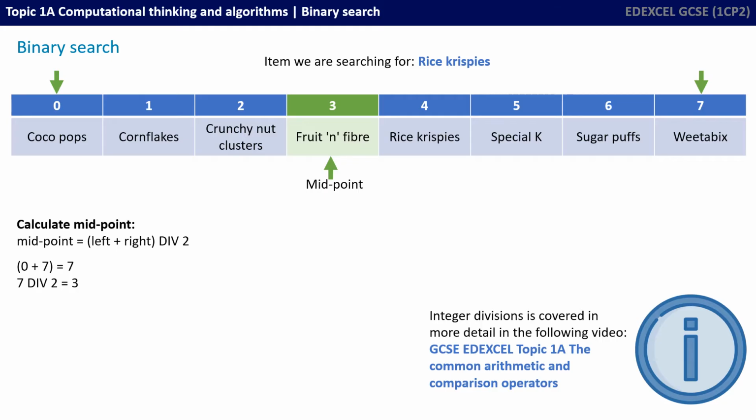We then need to calculate a midpoint. This is done by adding the left pointer, 0, to the right pointer, 7. The answer is 7, which we now divide by 2 to find the middle. We need the answer to be a whole number, so instead of a regular division, we can use what is called an integer division instead. With integer division, only a whole number is returned with no rounding, so 7 divided by 2 is 3, and that's our midpoint.